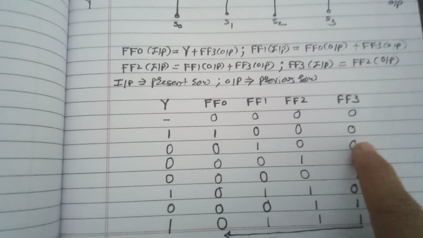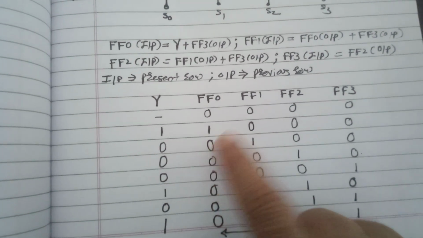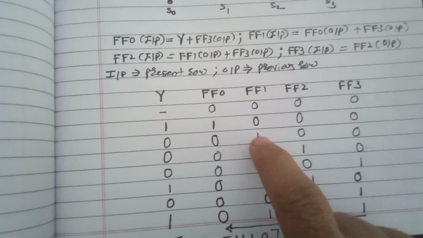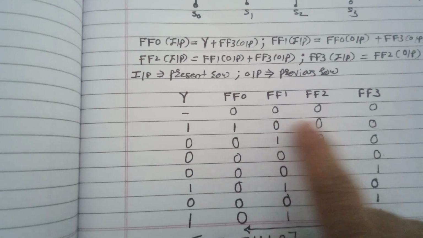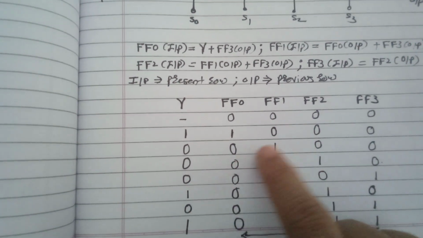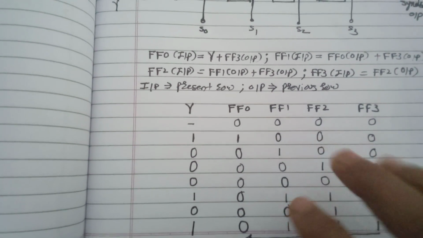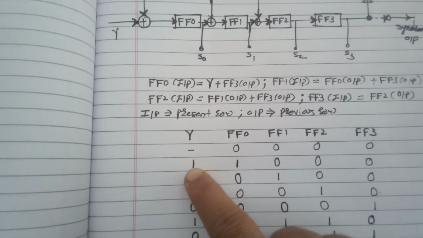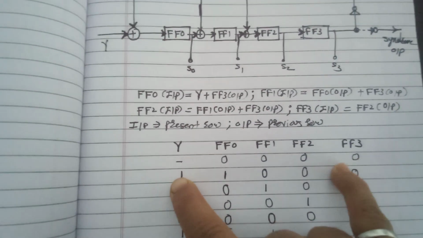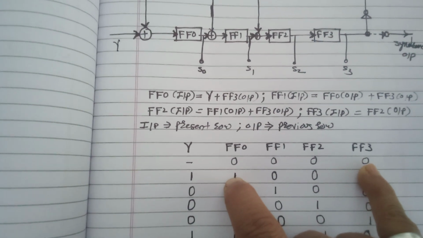So let us compute the next rows. 0 plus 0, this is 0. Then 0 plus 1 is this 1, because we have seen all these operations in this row. Every time we are not going to say flip flop 0 input and what the operations are. Once again I will tell you that you have to see this: y plus flip flop 3 output, meaning previous row. So 0 plus 1 is flip flop 0 input.